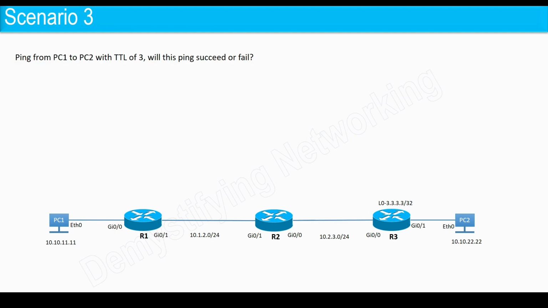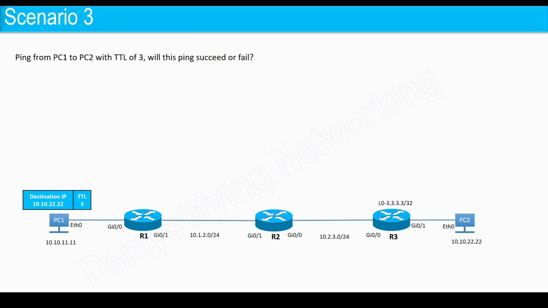In this scenario, we are going to ping from PC1 to PC2 with an initial TTL value of 3 and we'll see if this ping succeeds or fails. So let's get started and see if this ping from PC1 to PC2 with an initial TTL value of 3 succeeds or fails.